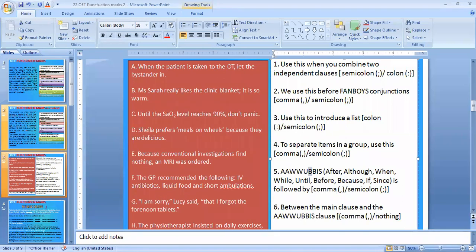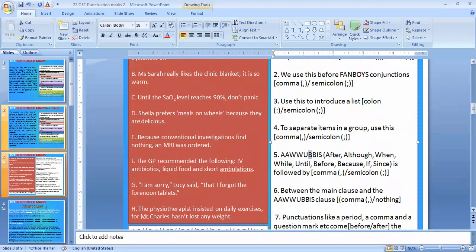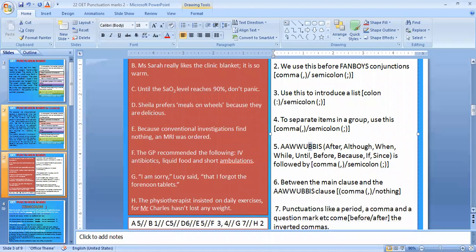Read number F. The GP recommended the following: IV antibiotics, liquid food, and short ambulations. Yes. So where is the rule here? Number 4. What is that? To separate items in a group.